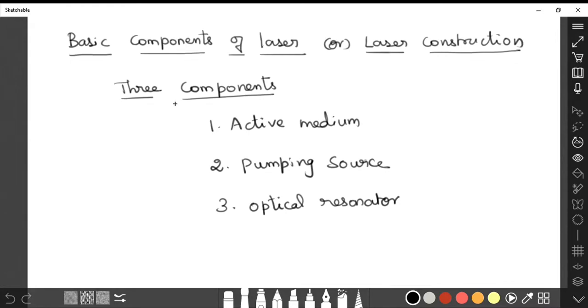The first one is the active medium, the second one is the pumping source, and the third one is the optical resonator. These three components are required to produce the laser light. Let us discuss them one by one in detail. First I am going to discuss the active medium. So what is the active medium?